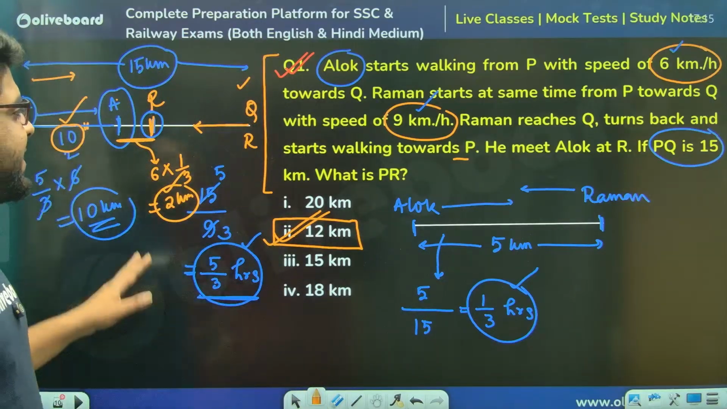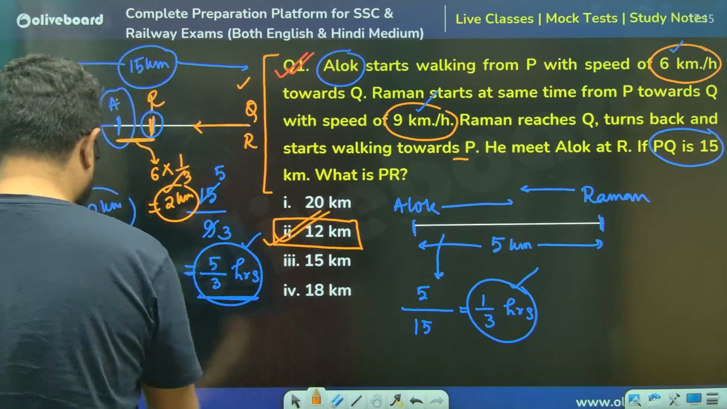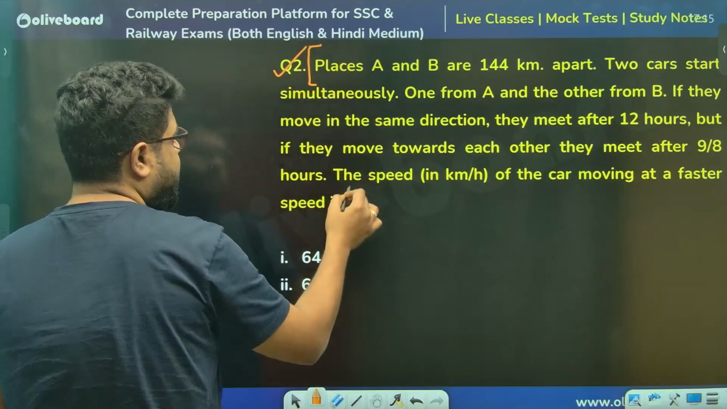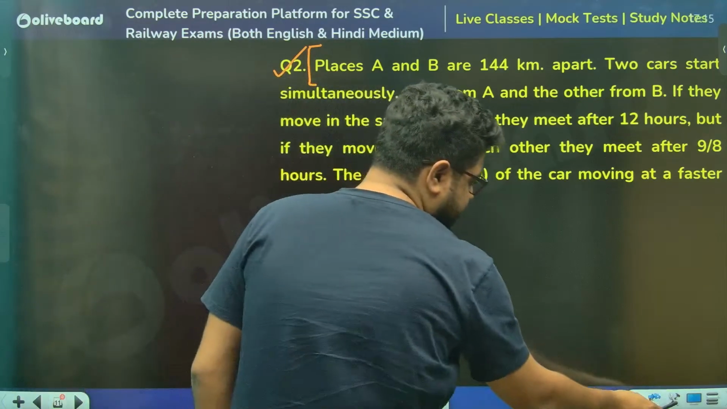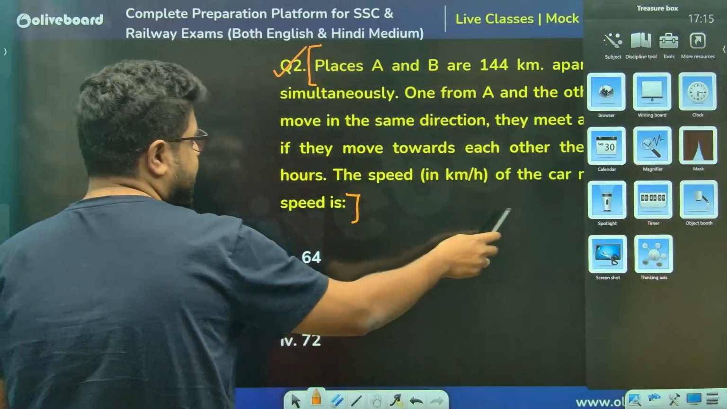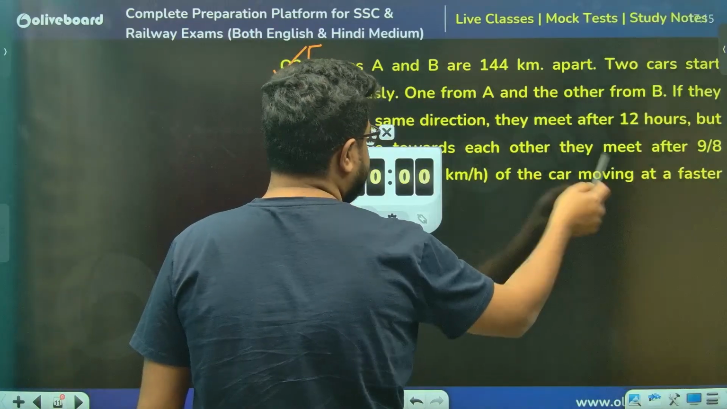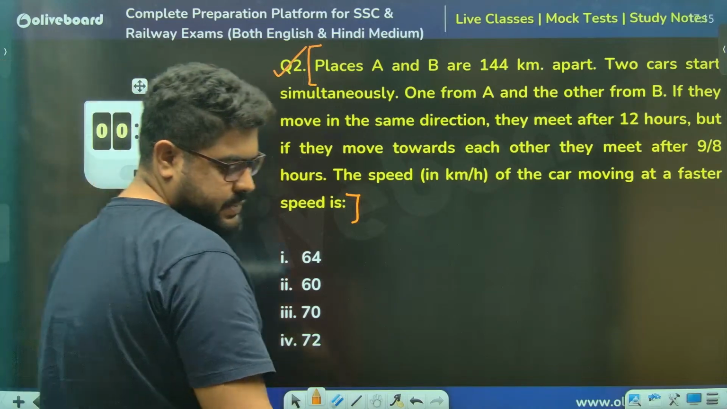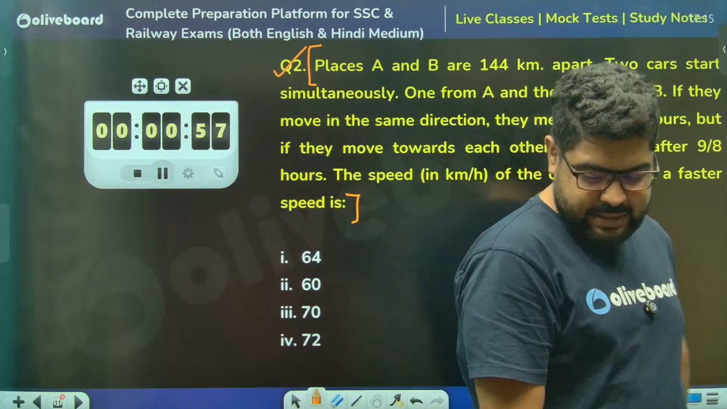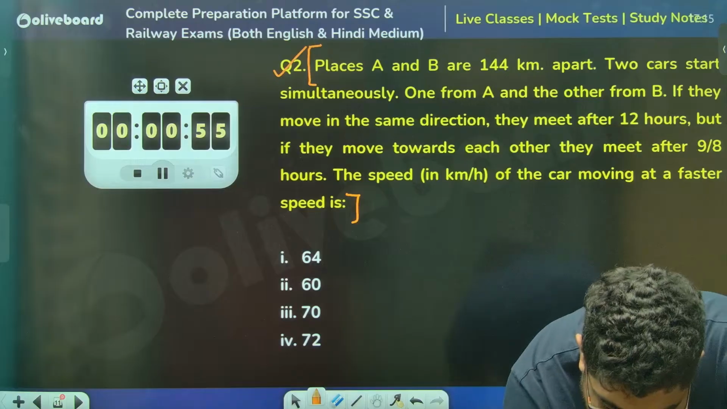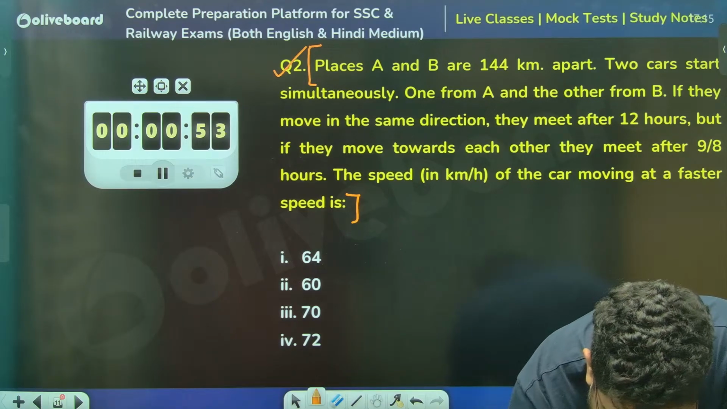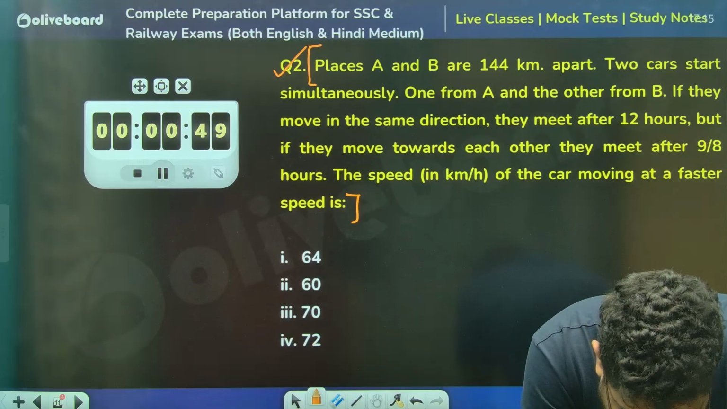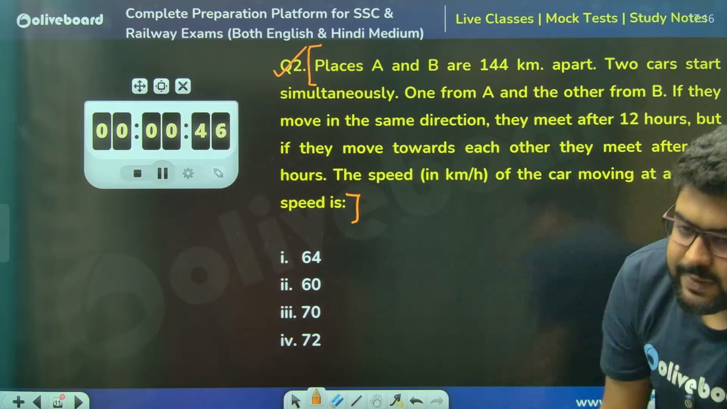Perfect, sir. This is done. This is your first thing. Chalo, moving on. Second question, sir. I hope the first question is clear. I have not used any shortcuts, formula, nothing, so that everybody can understand. Very simple thing I have done. Chalo, let's move on. Next question I've given.